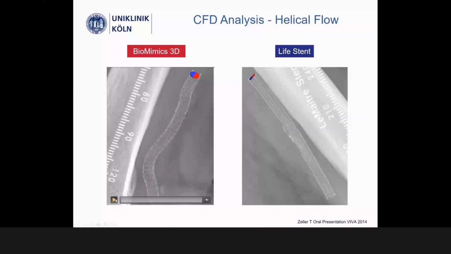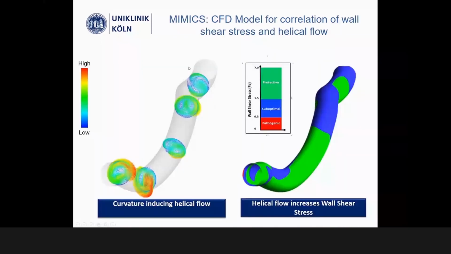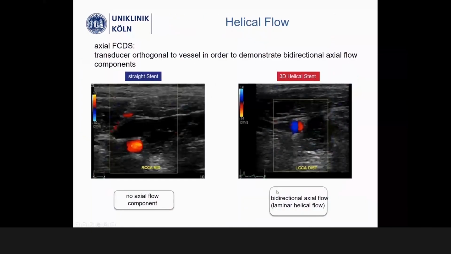So, here you can see the helical flow induced by the 3D Biomimics stent, whereas in the straight stent, in that case, they used the Life stent. For some reason, the video is not running. Sorry for that. Try again. Okay, here you can see that in the straight stent, no helical flow can be seen. Okay, and this flow was also matched to wall shear stress calculations, and they could show that in the 3D Biomimics stents, wall shear stress is increased.